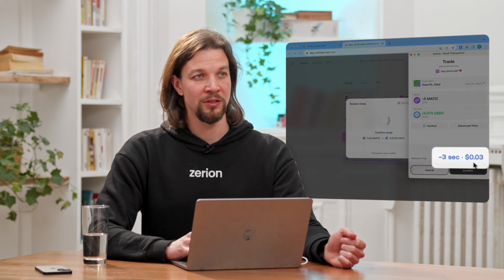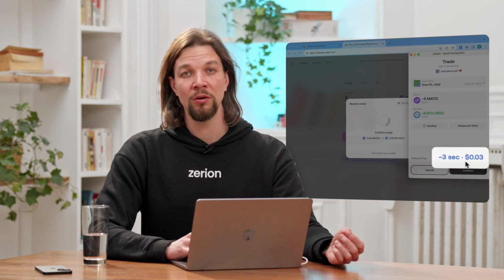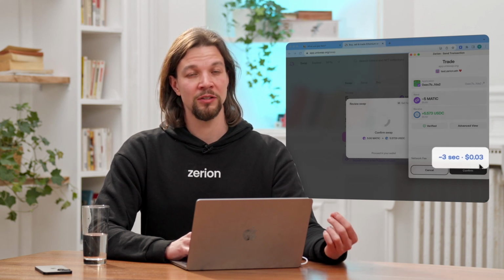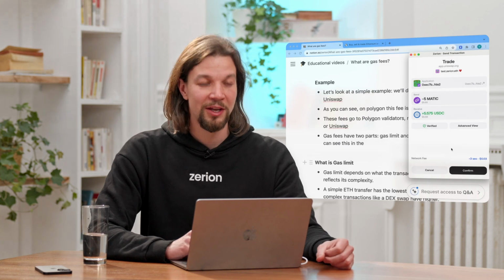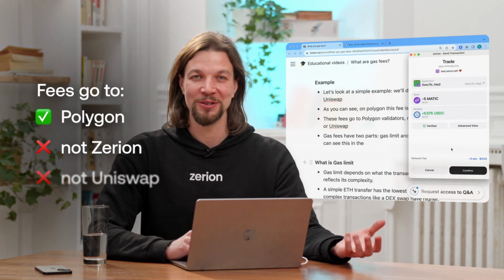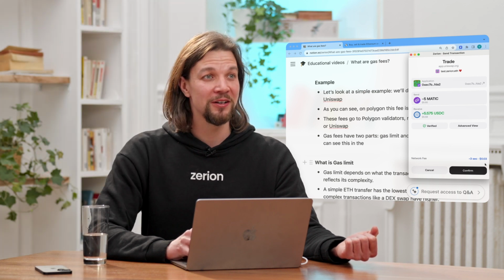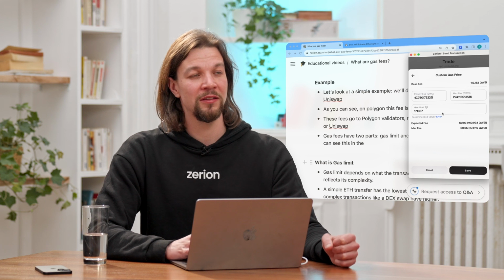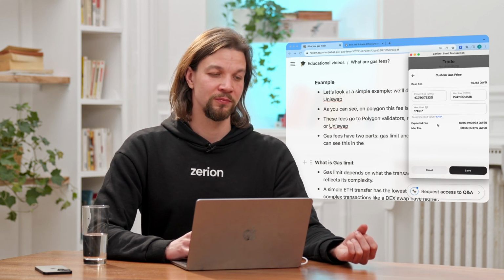Here at the bottom you can see that on Polygon they're pretty low, but still you need to have this amount in order for the transaction to go through. These fees go to Polygon validators, they don't go to Ethereum wallet or to Uniswap. And if you click here on this thing and again custom, you can see that they are made up of two parts, gas limit and gas price.